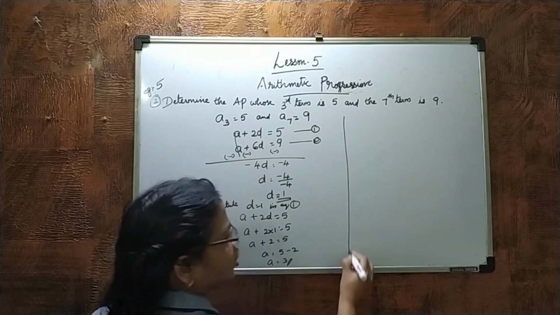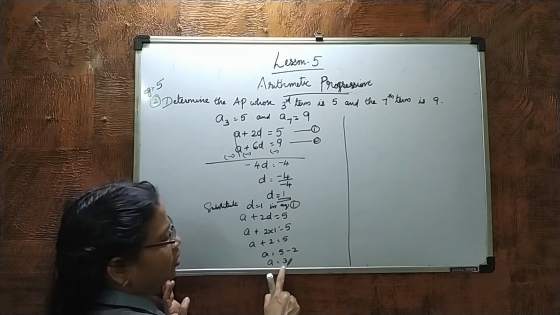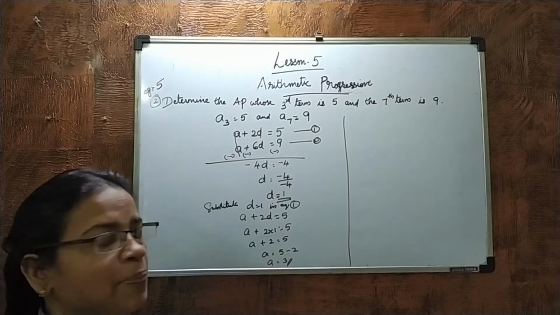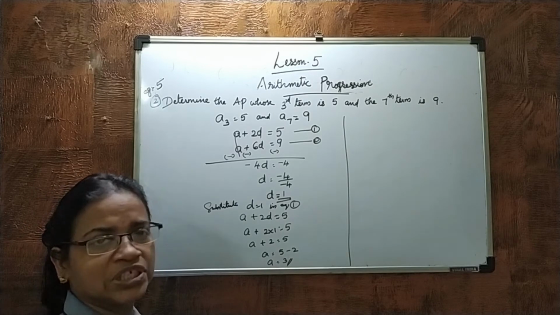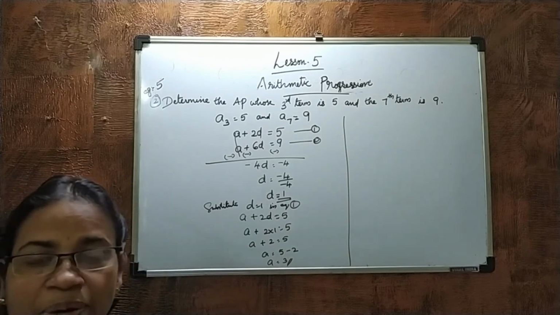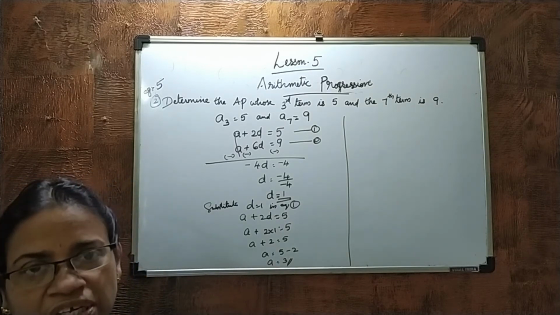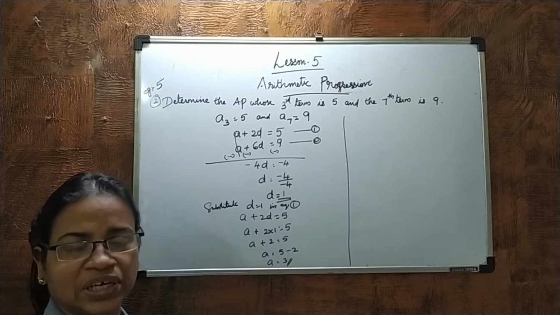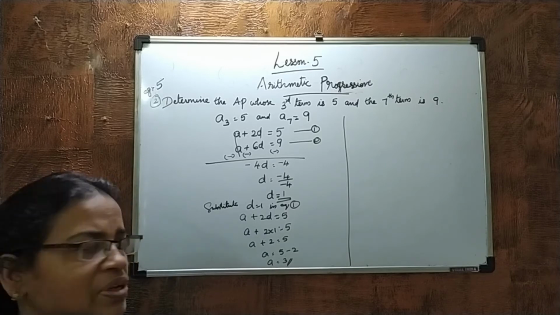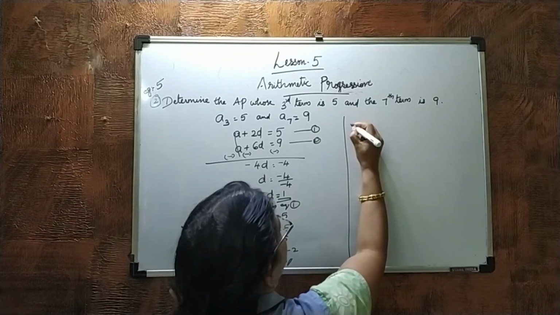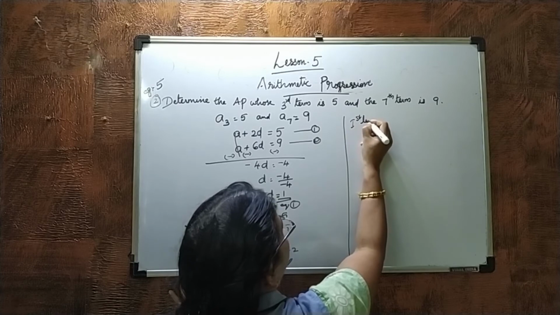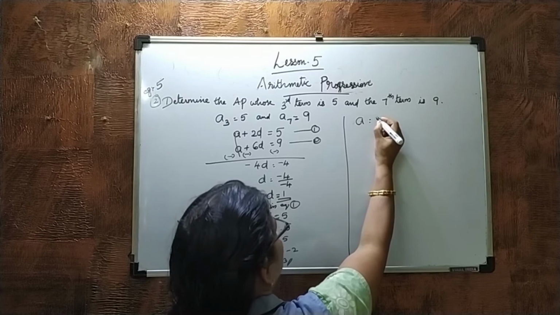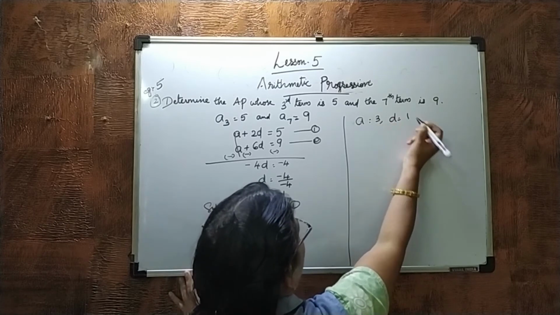Now we want to find the AP. We got A, and the next term A2, how will you find it? It is A plus D. A3 is A plus 2D. The next one is A plus 3D, that will be enough. Otherwise, you can find it as the previous term plus the common difference. So the first term is A1, or A itself.